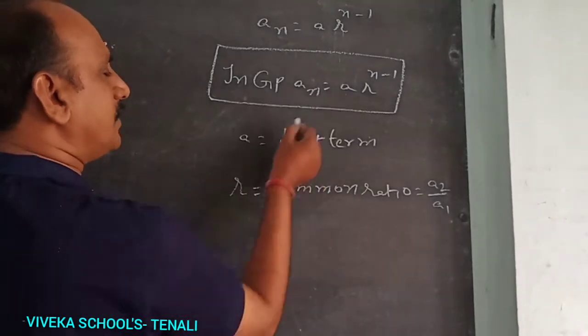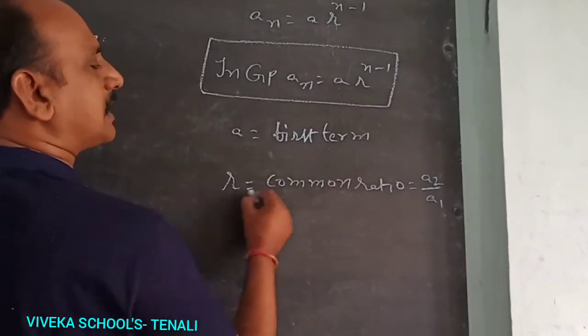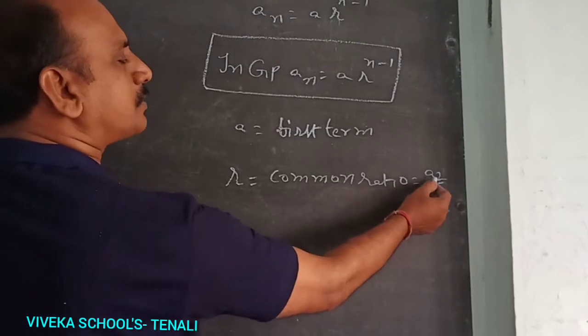A is the first term. R is the common ratio. Common ratio is A2 by A1.